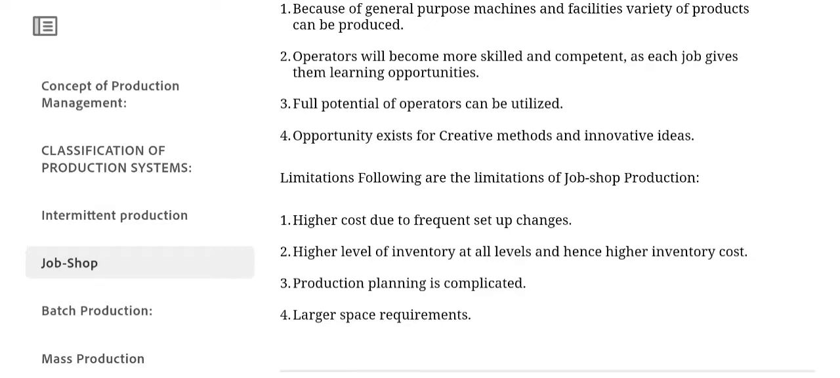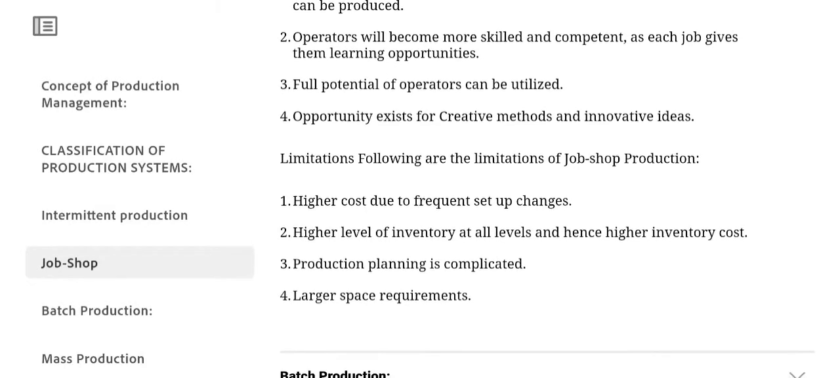After that, high level of inventory and hence higher inventory cost. Maintaining variety is very good, but maintaining the inventory of that variety is very difficult, and the inventory cost is very high. After that, production planning is a complicated thing. You cannot plan the production for a whole year because in this production type, if you get the order from the customer, only after that are you going to execute the order, so you cannot plan the production.